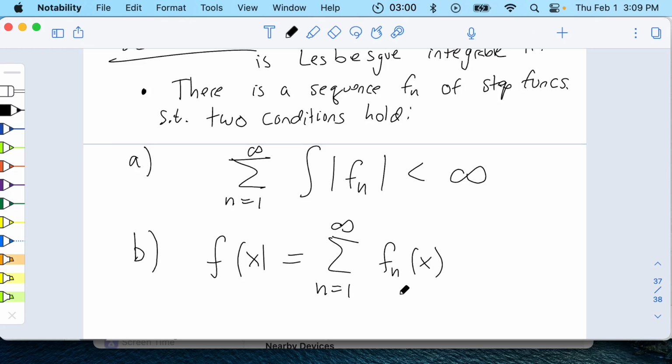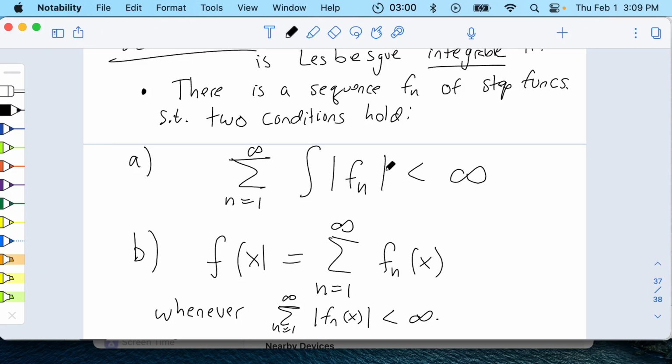There is one last condition that is really tricky and technical, which is that this only needs to be true not for every value of x, but only when it makes sense. Whenever the sum from n equals 1 to infinity of the absolute value of fn of x is less than infinity. So when this sum is infinite, there is no relationship between f of x and the sum. f could be any value. All right. So this is what it means for a function to be Lebesgue integrable.